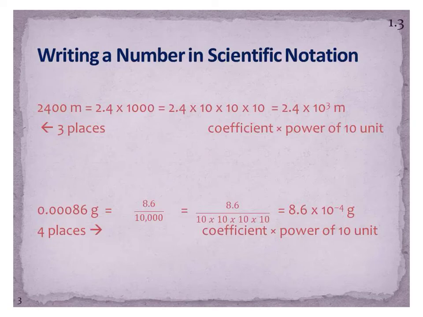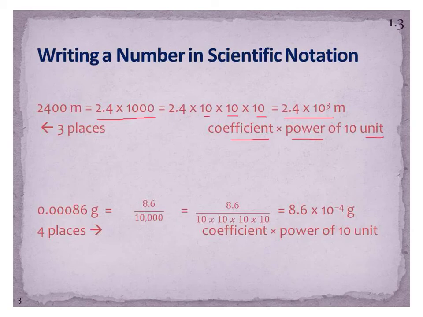So how do we write a number in scientific notation? Well, we look at the number we're given. We see how many places we need to move it over. In this case, we'd have to move it over 3 decimal places. That's the same as writing 2.4 times 1,000. I could rewrite that as 2.4 times 10 times 10 times 10, because 10 times 10 times 10 equals 1,000. And so I can say 2.4 times 10 to the third. I still have my unit there because any number I have in chemistry is almost always going to have a unit associated with it. And so I have my coefficient, which is 2.4, my power, which is 3, and my unit, which in this case is meters.